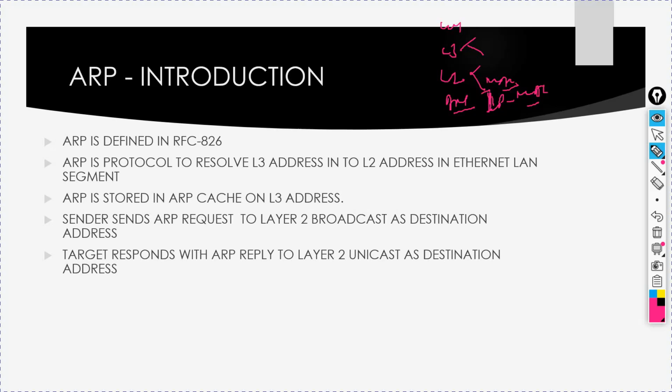address. Now the third point: ARP is stored in the ARP cache on a layer 3 device. Even your PC is a layer 3 device. If you want to check the ARP cache on your PC, in command prompt you can type the command arp -a. With the help of this command you can easily find the ARP cache. The ARP cache is basically a binding of IP and MAC address.